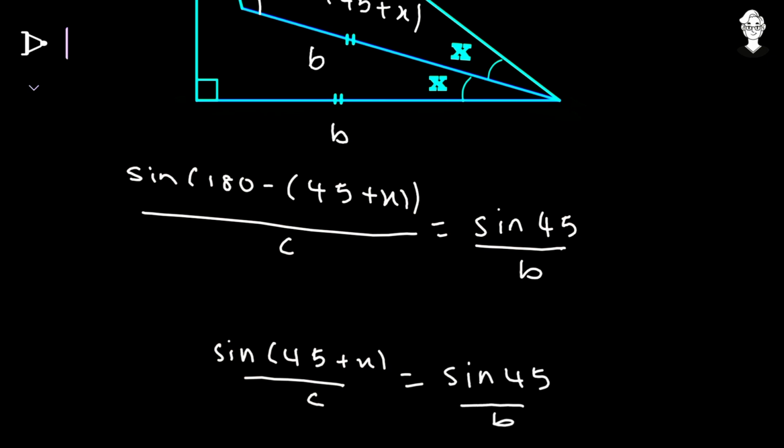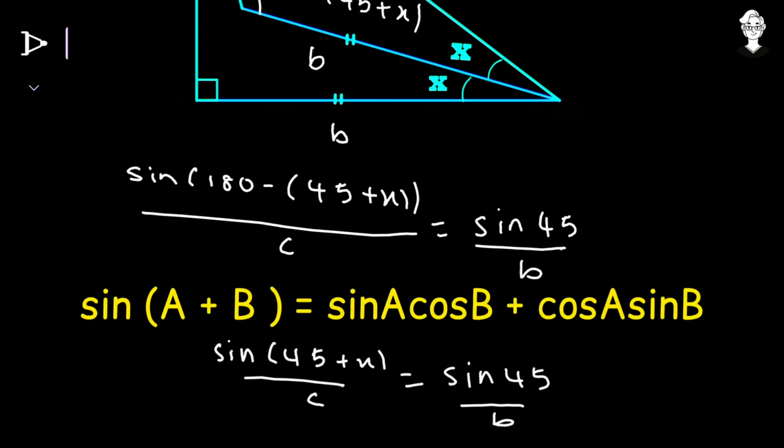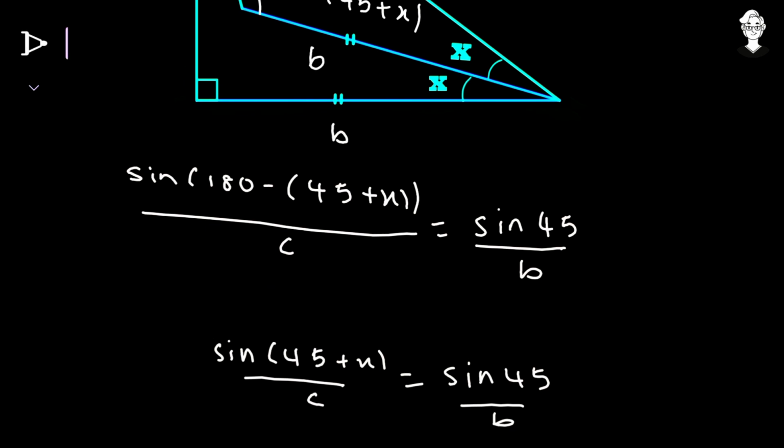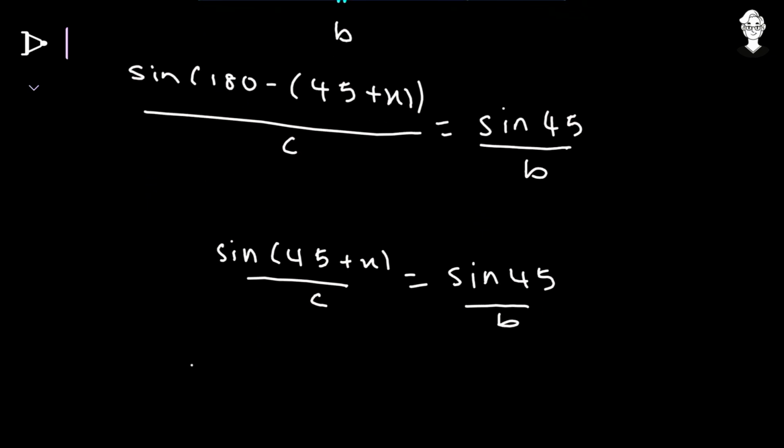And now again we can apply a trigonometric identity to this particular thing, the sine of the addition of two angles. Sine of (a plus b) is equal to sine a cos b plus cos a sine b. And here in this particular case we have a equal to 45 and b equal to x. So now applying this identity, this thing will turn out to be sine of 45 degrees into cos of x plus cos of 45 degrees into sine of x.